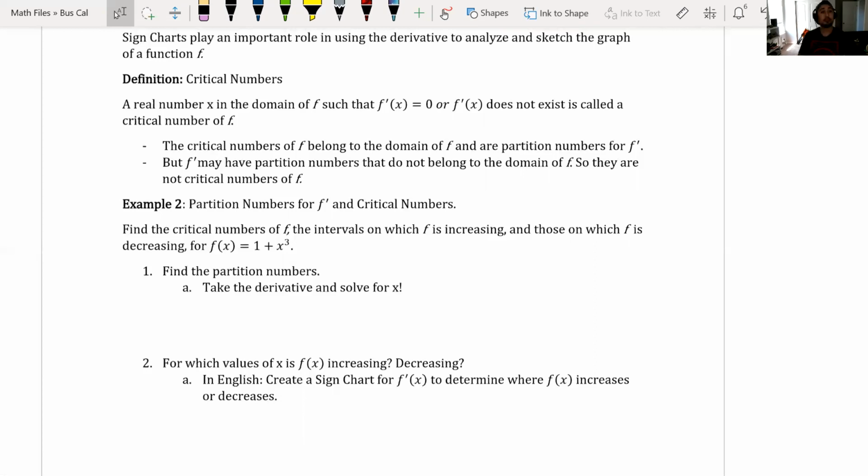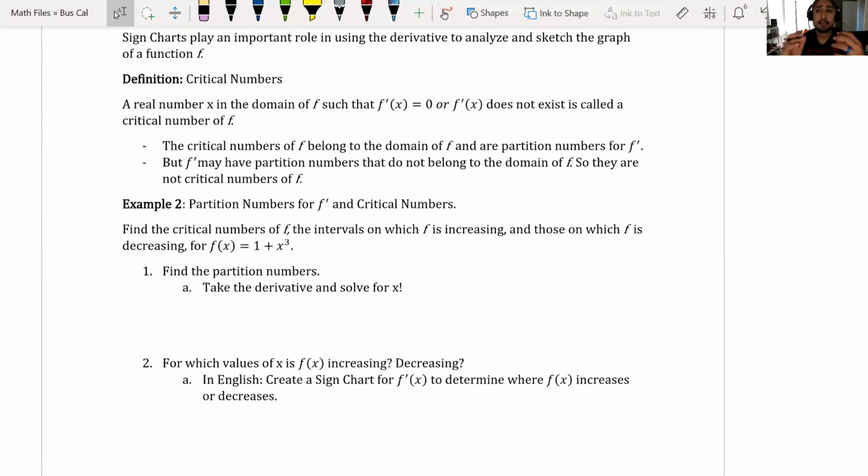Okay, cool. So we've done sign charts before. So now here we're doing them for first derivatives. So this is everything we've done already. Everything I'm about to read is everything we did on the last problem. It's the definition of critical numbers. A real number x in the domain of f such that the derivative is equal to 0 or the derivative does not exist is called a critical number of f. So that's everything we did in the last problem.